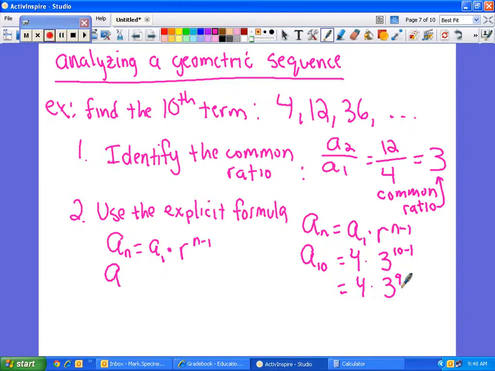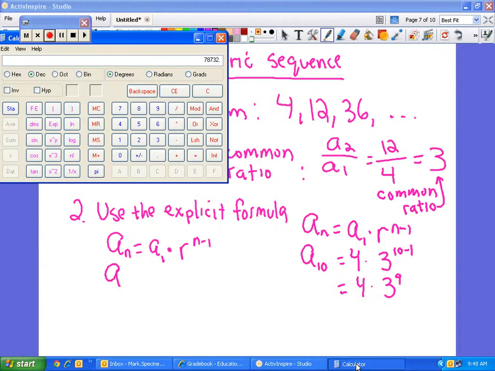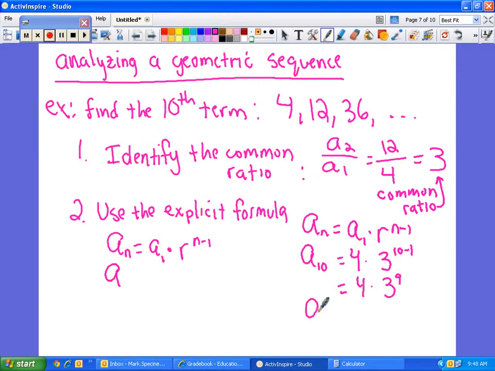So what I get is 4 times 3 to the 9th power. Since 3 to the 9th power is significantly more difficult than 12 divided by 4, I'm going to go to my calculator, and I'm going to do 3 to the 9th power. Multiply that by 4, I get my answer of 78,732. So a sub 10 is 78,732.